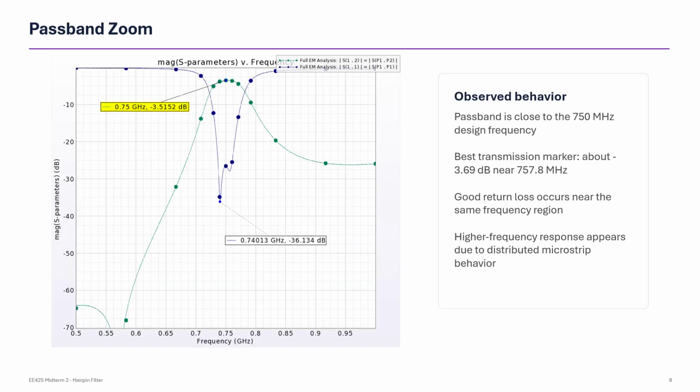And now here is the sweep between 500 megahertz and 1 gigahertz. As you can see, the passband is close to the 750 megahertz design frequency, with the best transmission marker of about 3.69 dB near 757.8 megahertz. And you have good return loss occurring in the same frequency region, and as seen in the previous wider sweep, the higher frequency response can be attributed to microstrip behavior.